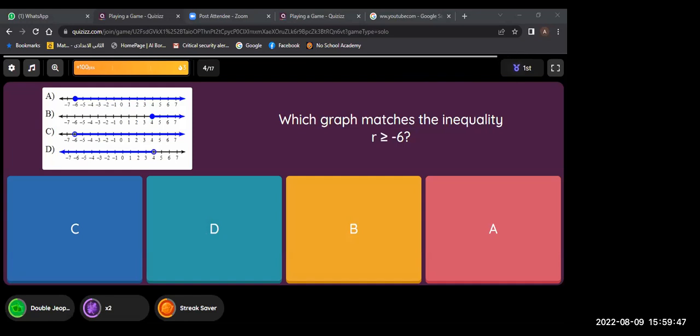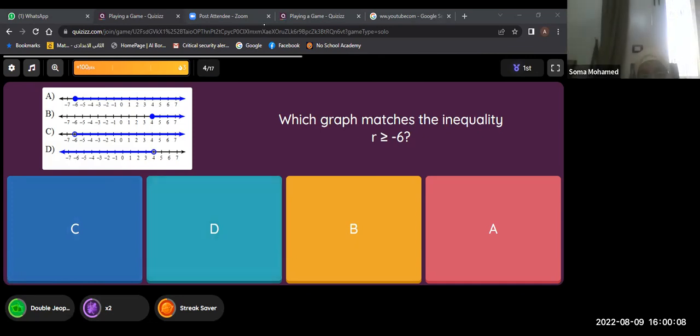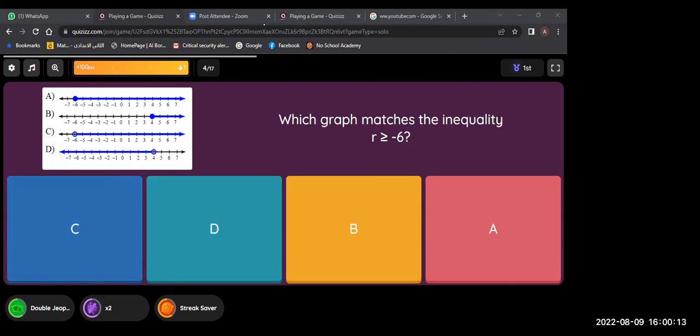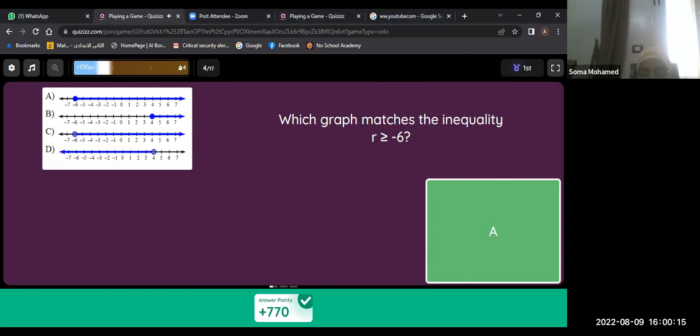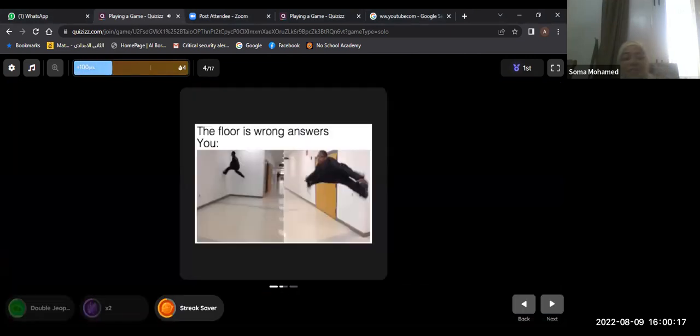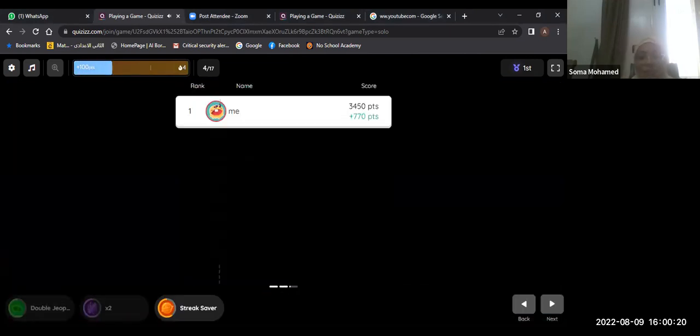The last one. Which graph matches the inequality x more than or equal -6? More than or equal -6. Jana, which one? Jana. Yes, super. Okay.